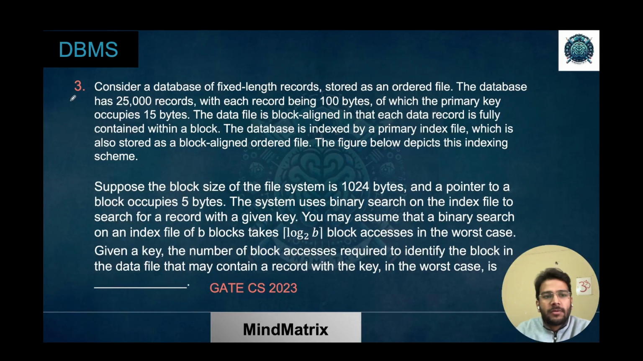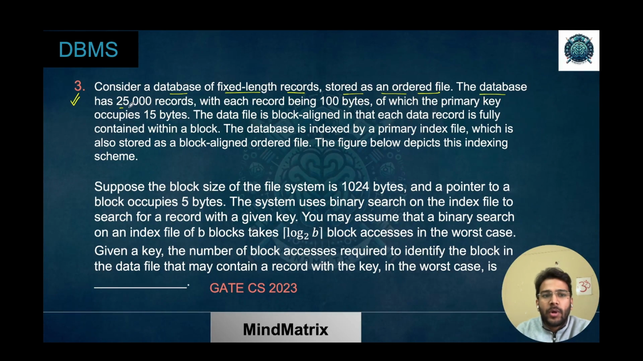Now let's proceed to the next question from this DBMS 2023 question paper. This is based on indexing, and this is a really good question, so let's carefully understand it first, and then we are going to solve it. So the question here is, consider a database of fixed length records stored as an ordered file.